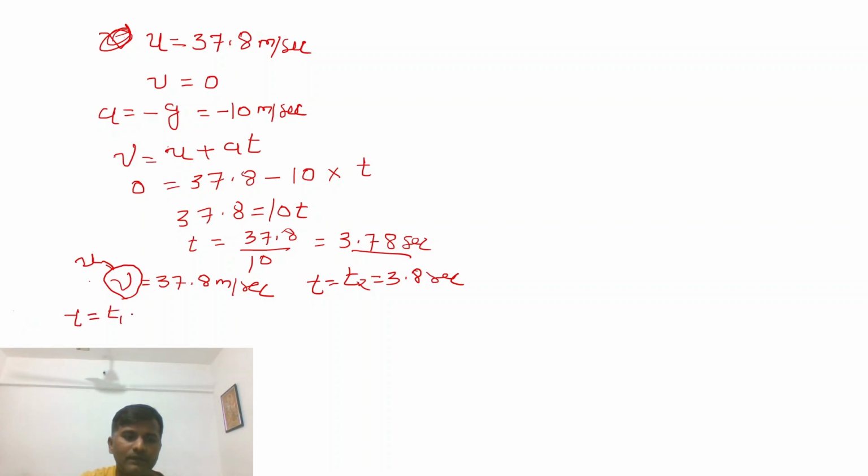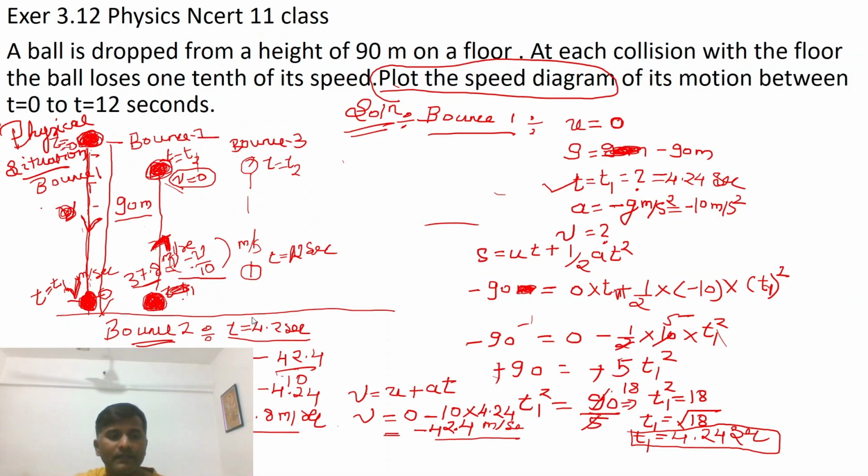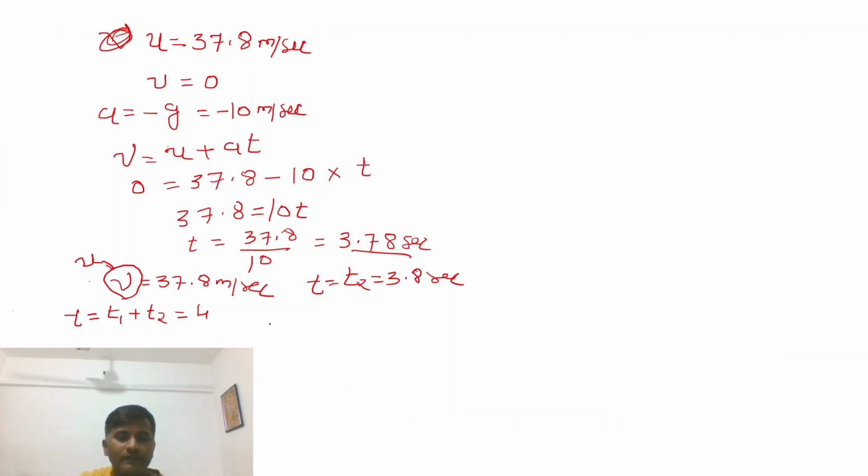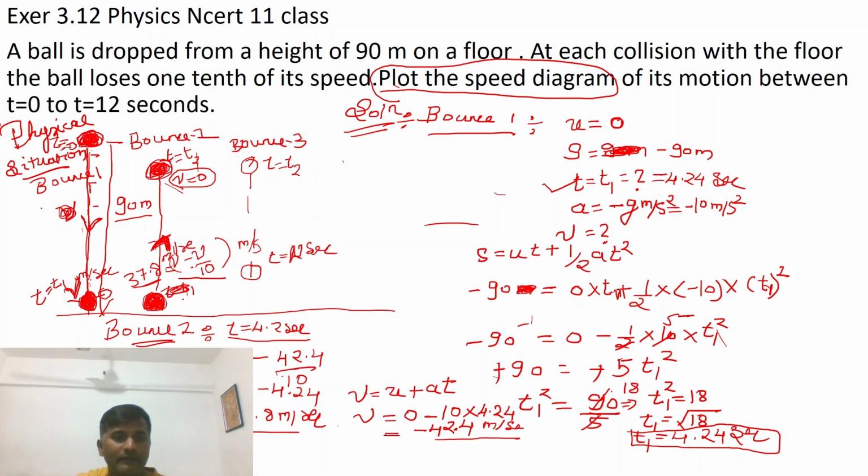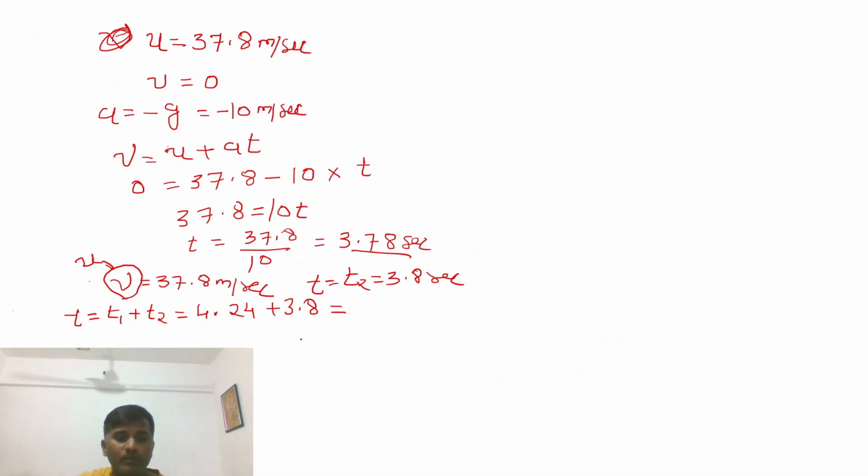Now what is the total time? Total time t is equal to t1 plus t2. What is t1 plus t2? What was the t1 there? That means from here to here, how much was the time? 4.24 seconds. From here to here, how much was the time? 3.8 seconds. So 4.24 plus 3.8 is the total time. Till this point, what did we get? 4.24 plus 3.8 will be somewhat 8.04 seconds, isn't it?